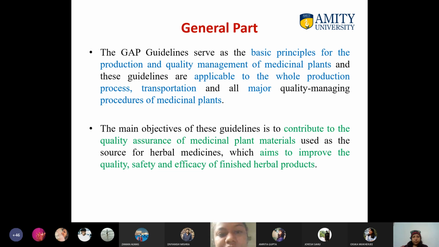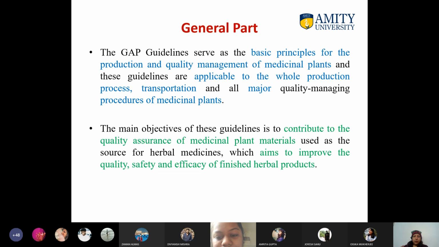The GAP guidelines serve as the basic principle for the production and quality management of medicinal plants, and these guidelines are applicable to the whole production process, transportation, and all major quality managing procedures of medicinal plants. The main objective of these guidelines is to contribute to the quality assurance of medicinal plant materials used as the source for herbal medicine, which aims to improve the quality, safety, and efficacy of finished herbal products.